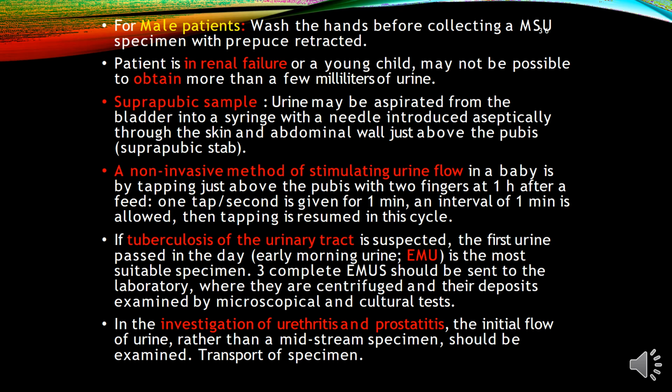If tuberculosis of the urinary tract is suspected, the first urine passed in the day, that is early morning urine, is the most suitable sample, and 3 samples are collected and sent to the laboratory where it is centrifuged and its deposits are examined for microscopic and cultural examination. In the investigation of urethritis and prostatitis, the initial flow of the urine rather than the midstream should be collected and examined. Transport of specimen.